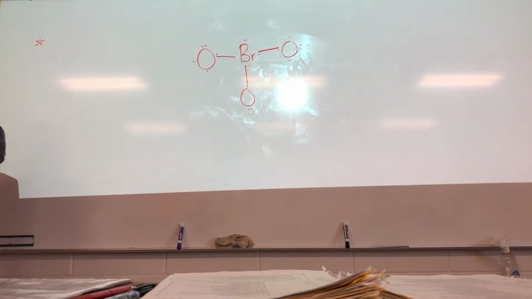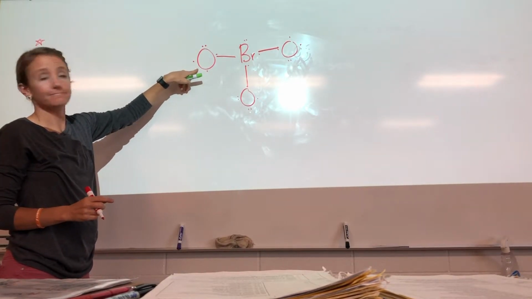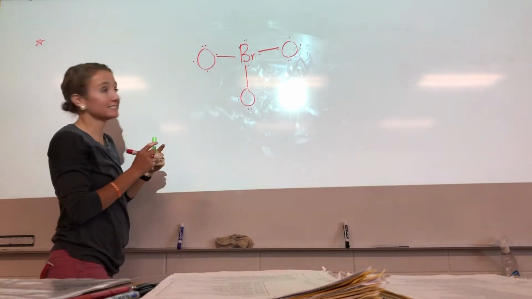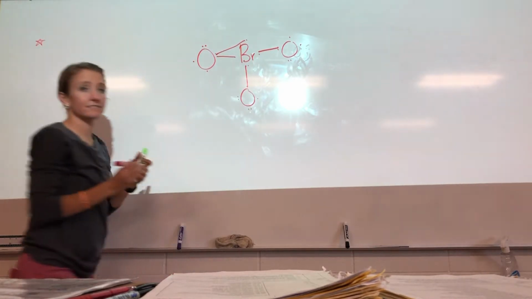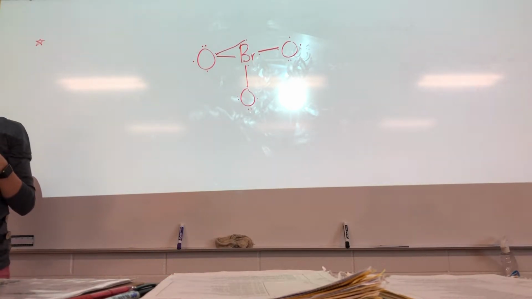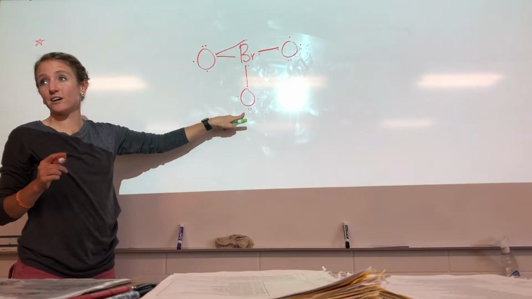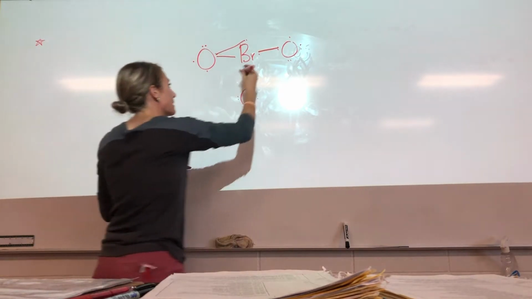Now once again, focus on the outside atoms. Does this oxygen have an octet yet? Nope, because it has 2, 4, 6, 7. So it needs to bond again. Does this other oxygen have an octet? Nope. 2, 4, 6, 7. So we've got to bond again.